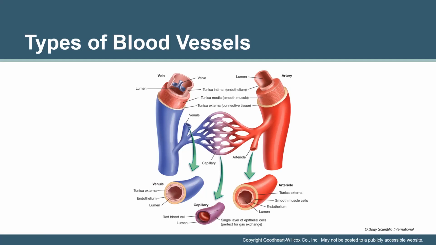So the tunica externa, the outermost layer of the blood vessel, is composed mostly of fibrous connective tissue, and this will serve primarily as a support.